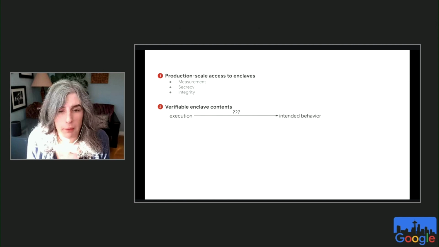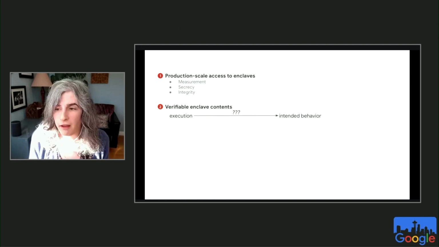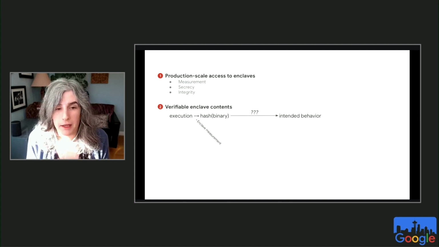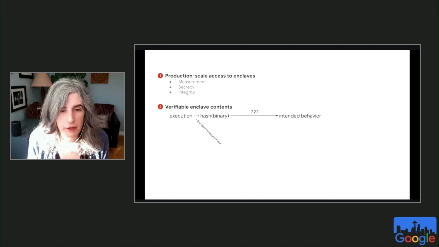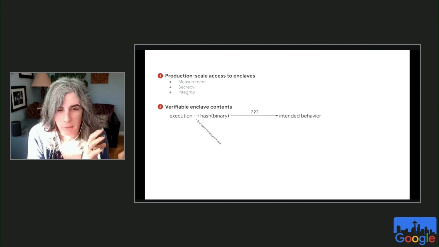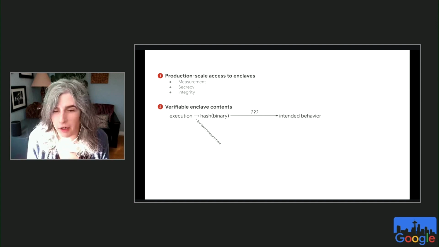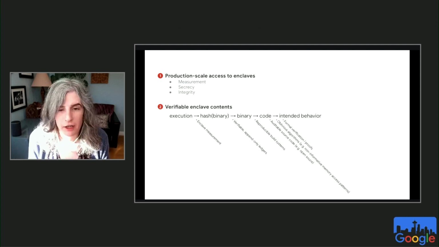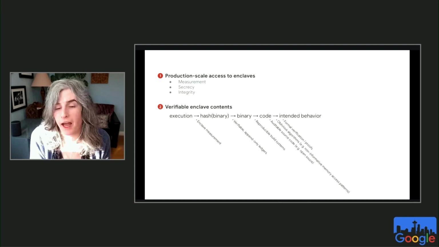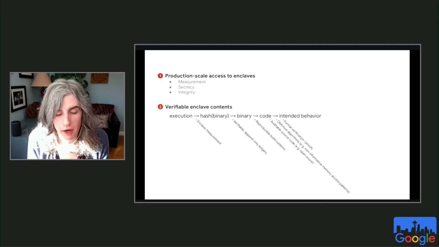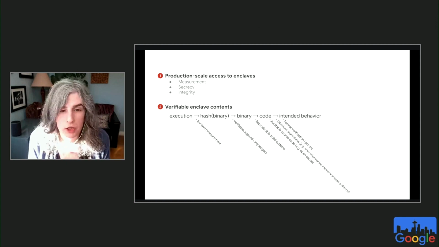The second thing you need is a way to connect the execution that's happening in that hardware to the intended behavior. Part of that is what I mentioned before, this enclave measurement. That really only lets you connect what is executing to a hash of a binary. There's a lot of gap in between the hash of a binary and the intended behavior. Really, you need an entire ecosystem that allows you to connect the hash of the binary to the specific binary that's running in a verifiable way and show that that binary is really available for view to everybody.